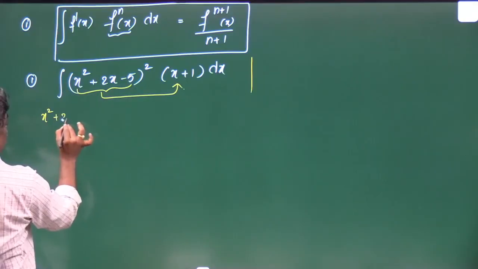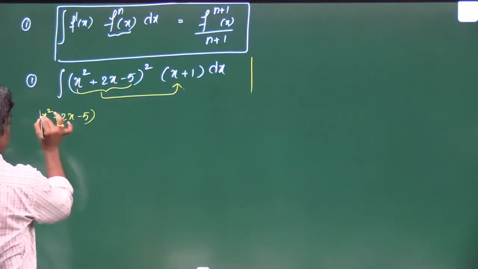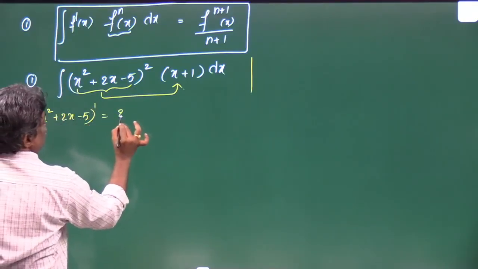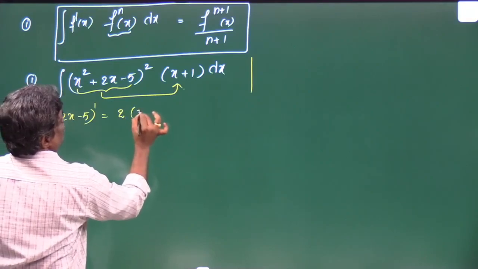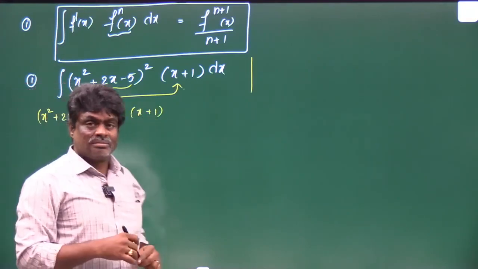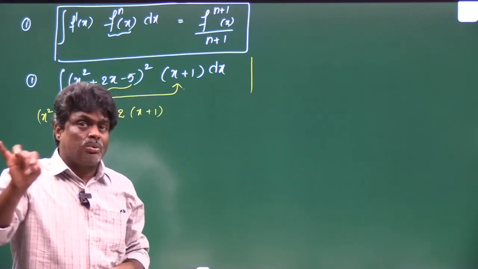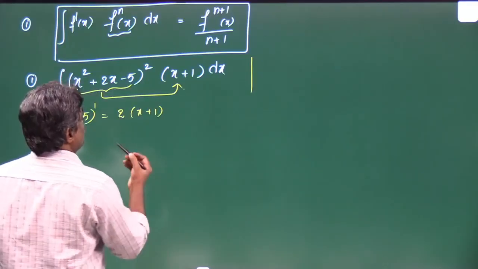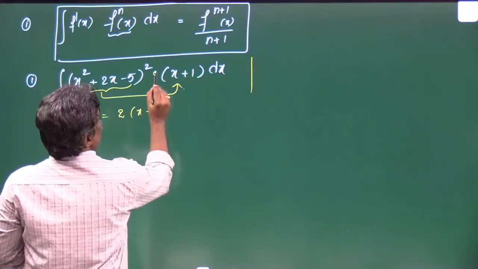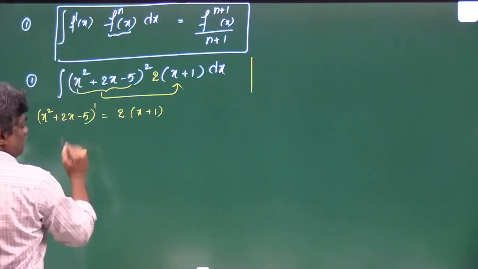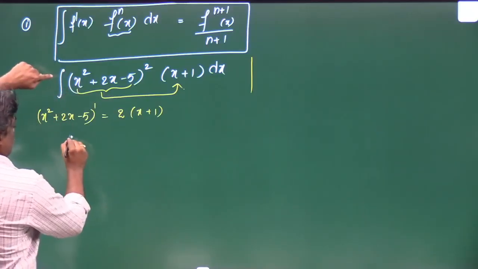X square plus 2x minus 5, differentiation is 2x plus 2. That's why I can take 2 into x plus 1. But we must have 2 into x plus 1. Unfortunately, here we don't have 2, no problem. Write 2 here. Of course, I will write this.